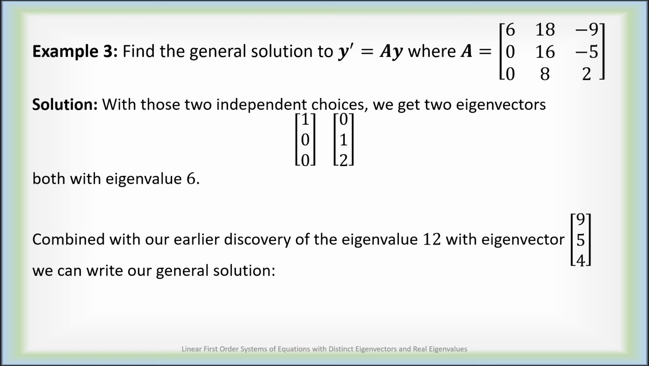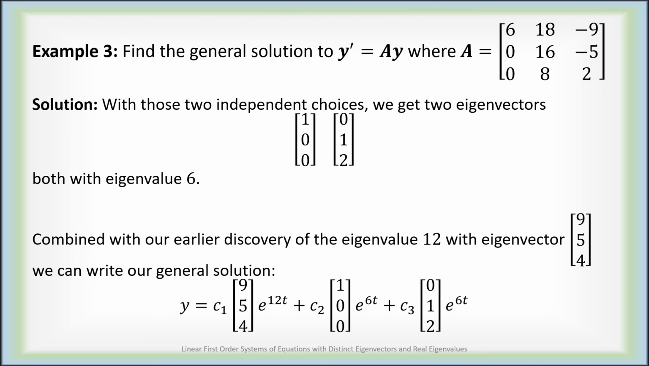Now we already discovered that the eigenvalue 12 had an eigenvector of 9, 5, 4. So we have three linearly independent eigenvectors with their corresponding eigenvalues, so we can write our general solution as some constant times each eigenvector with e to its appropriate eigenvalue times t. Notice both of these terms have e to the 6t. That's fine because this eigenvalue corresponded to two linearly independent eigenvectors. So here is our general solution.